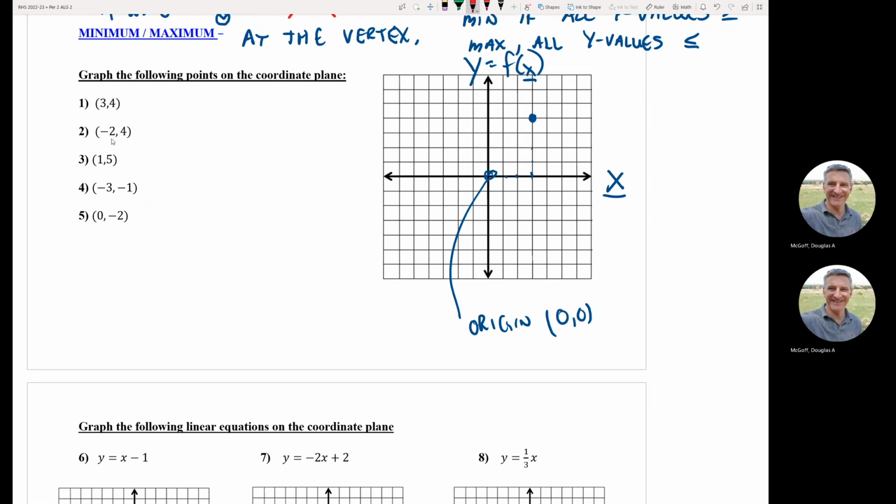Negative 2, 4. X is negative, so we go left from the origin 2, and then y is still 4. Couple more points. Number 3, 1, 5. So we'll go right 1, up 5.